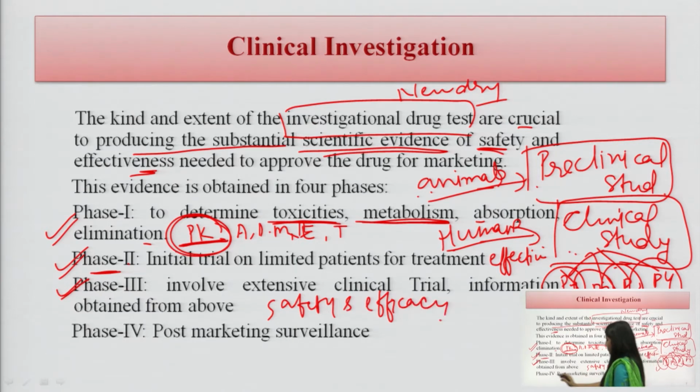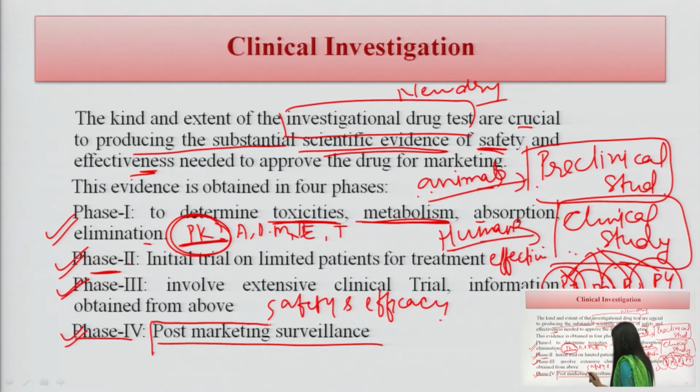And in phase number 4, when the drug has been tested on many patients, it is launched in the market. In phase number 4, we are testing the drug after its launch in the market, which is called post-marketing surveillance. So, another name for phase number 4 is post-marketing surveillance.